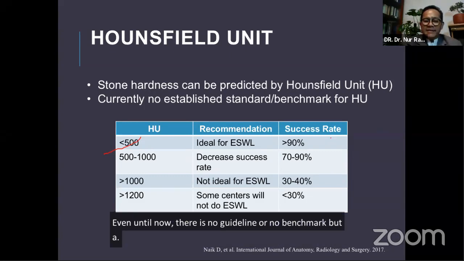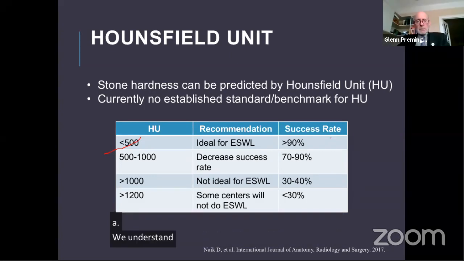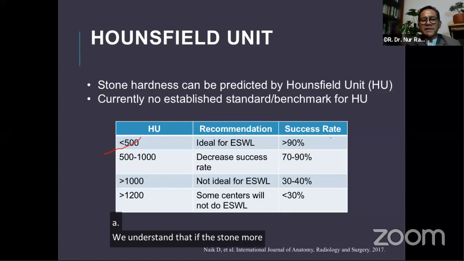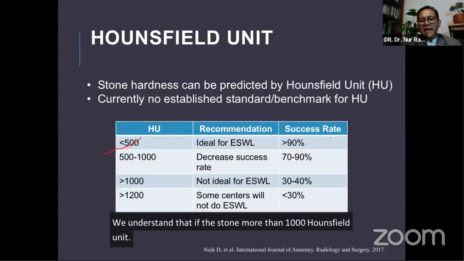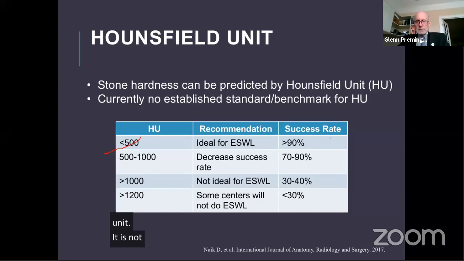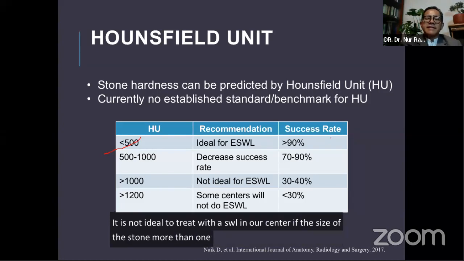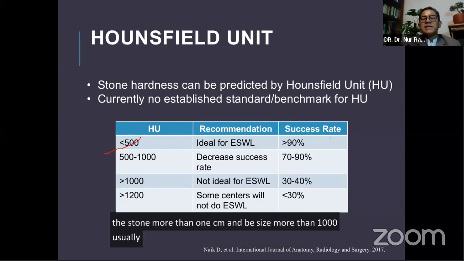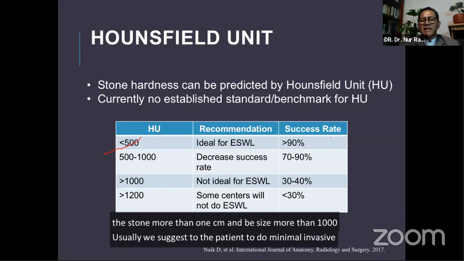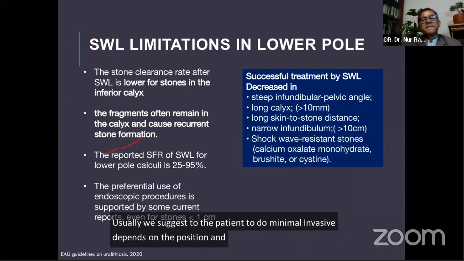Even until now there is no guideline or benchmark, but we understand that if the stone is more than 1,000 Hounsfield units, it is not ideal to treat with ESWL. In our center, if the stone is more than 1 centimeter and more than 1,000 Hounsfield units, usually we suggest the patient undergo minimally invasive treatment, depending on the position and location of the stone.